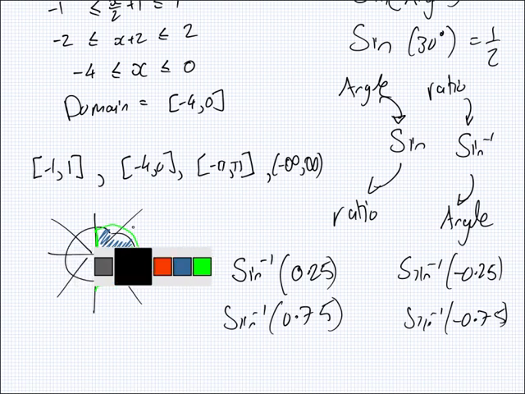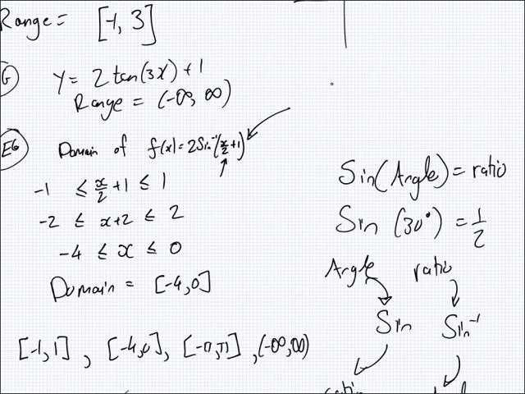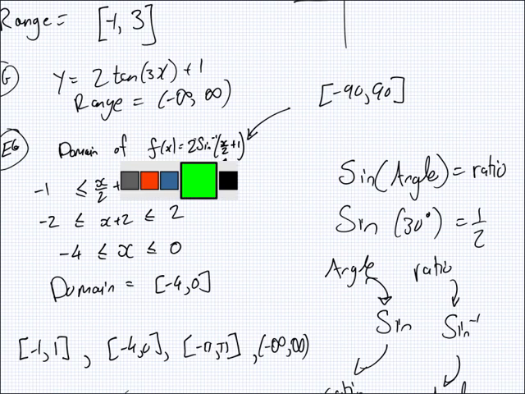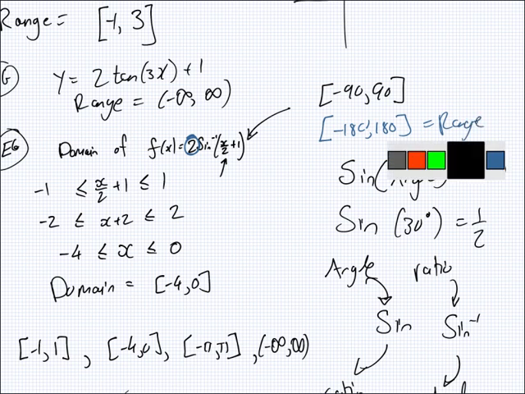Yes. So, if I go back up to this one, potentially sine inverse could give me minus 90 up to 90. However, I'm multiplying this sine inverse by 2, so my answer could potentially be minus 180 to 180. So that would be the range here.